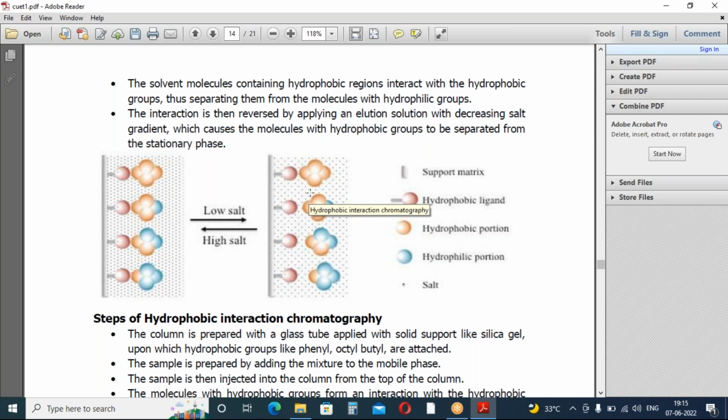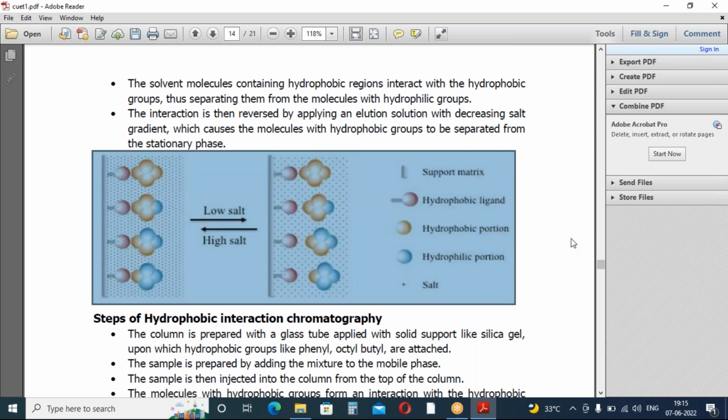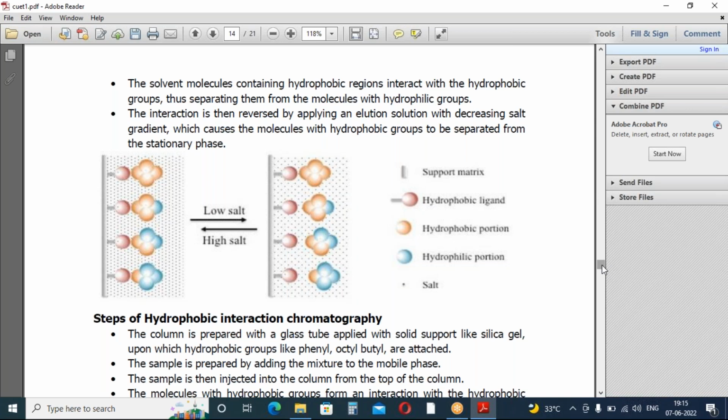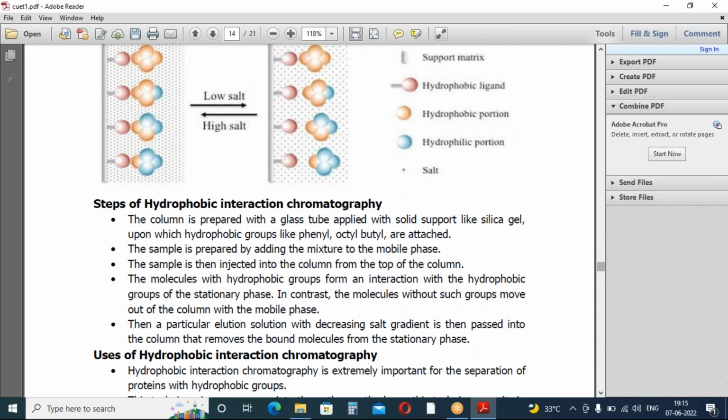For this, what steps are needed? First of all, the column should be prepared with silica gel, to which hydrophobic groups like phenyl, octyl, or butyl are added, or hydrophilic portions can be added also. Depending upon the stationary phase and mobile phase, the interactions take place and cause the separation. Understood?